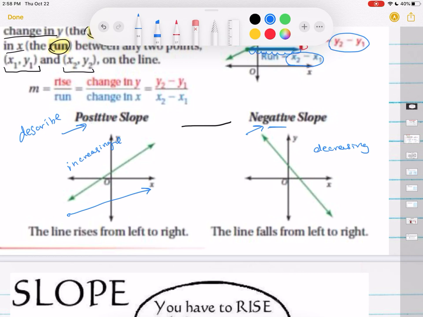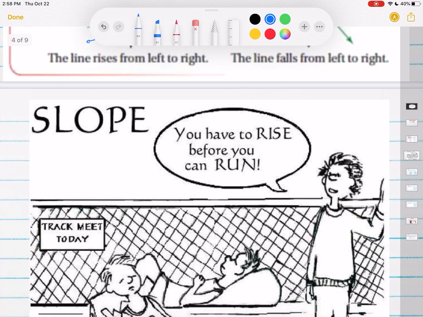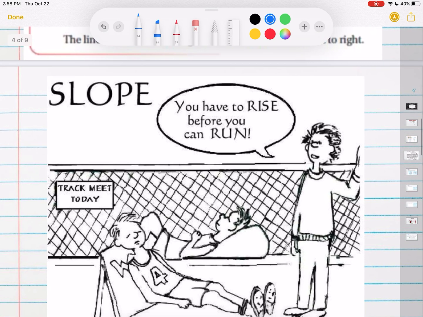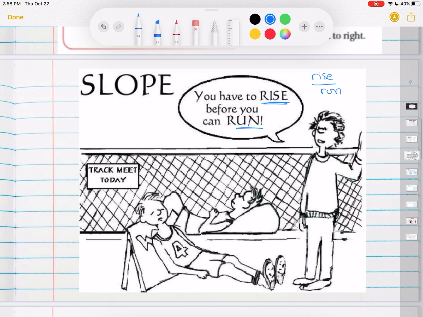Now, one of the biggest mistakes I see students make with slope is they forget that slope is rise over run. They like to do run over rise. So I have a little comic to help you remember. Remember, slope is rise over run. You have to rise before you run when you race, right? The person's laying down right here. Before he can run, he first has to rise and then run. So you do rise first over run.